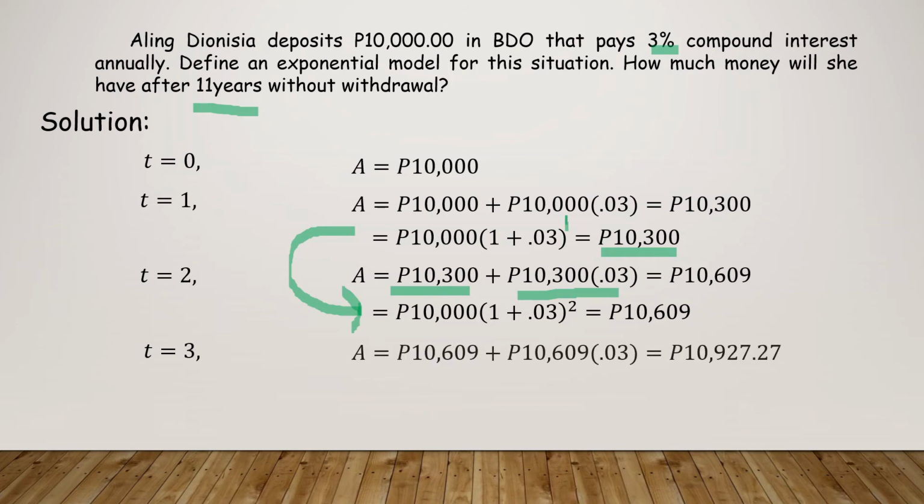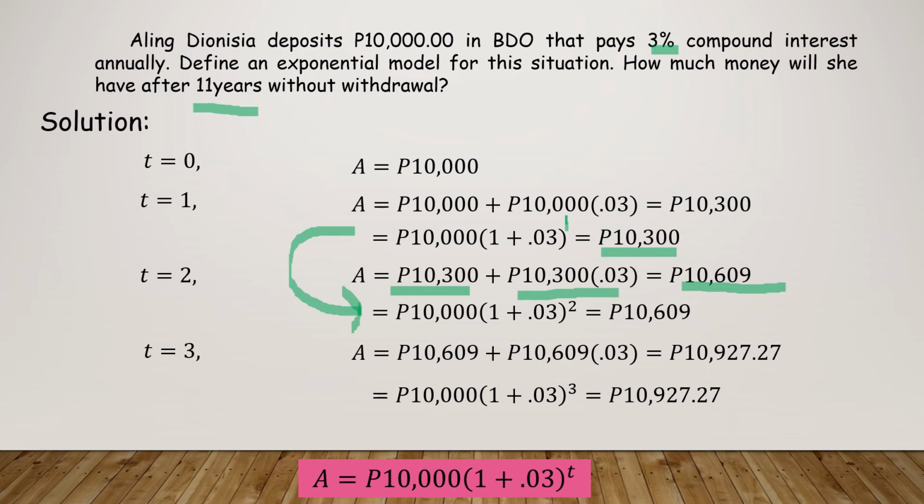After 3 years, we have 10,609, o yung pera natin nung makalipas ang 2 taon, plus 10,609 times 0.03, yung interest. And that is 10,927.27 pesos. So, this is also equal to 10,000 pesos times 1 plus 0.03 raised to 3, which is equal to 10,927 pesos and 27 centavos.